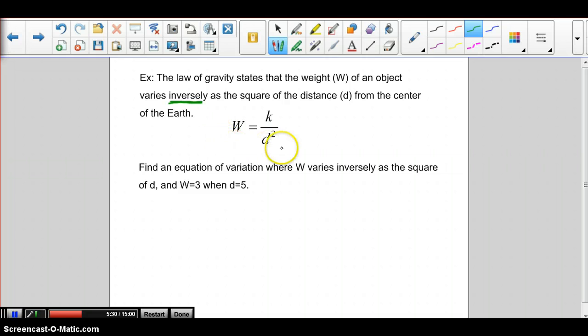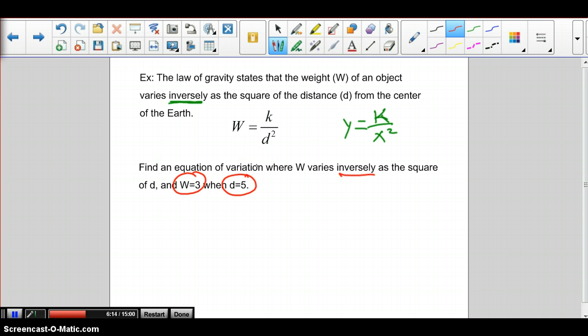So using this here, this is pretty much the same form as what we just wrote down as our definition for inverse variation, except we just changed the variables in the context of this problem. It says find an equation of variation where W varies inversely as the square of D, and W equals 3 when D equals 5. Just like we did before, we're going to use what we know to solve for k, because that is what we don't know right now. And then once we have our k, we're going to find an equation of variation.